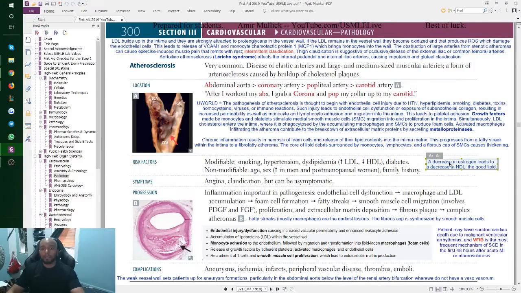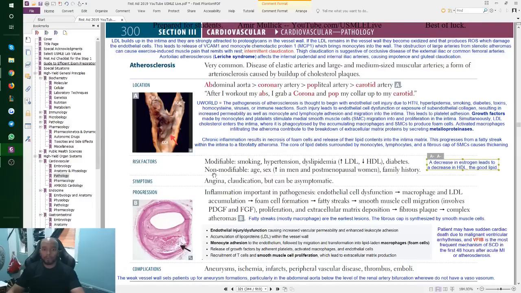Okay, so that's your two modifiable versus non-modifiable risk factors. Then they have symptoms. What are symptoms of all of this atherosclerosis? Well, you're going to have chest pain, mostly if it's in the coronary artery. You're going to have claudication if it's in the popliteal artery. But generally speaking, it can be asymptomatic, which is why people who do have it in their abdominal aorta end up not ever having any symptoms until they're much older, right?